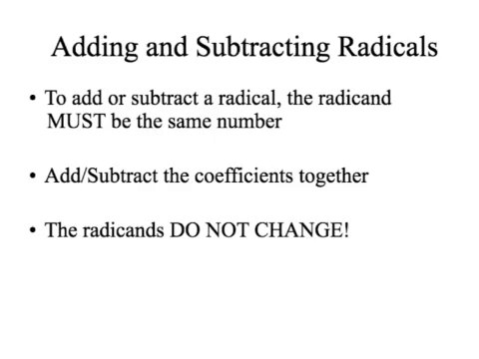In order to add or subtract a radical, the radicand, which is the number underneath the radical, has to be the exact same number for them to be like terms. So you can only add the square root of 3 with a square root of 3. If I have a square root of 3 and a square root of 5, those two are not like terms. It's like having an x and a y. You can't combine them together.